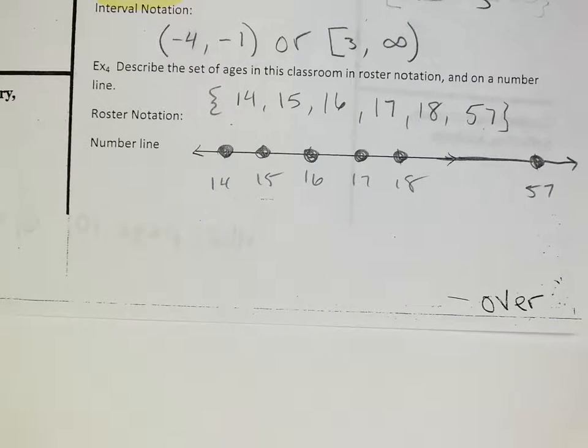Isn't that easy? You just list them, right? And then as far as a number line, it's just dots. It's dots because these are numbers. We're not talking about 14 and a half. We're not talking about 15 and a half. We're just talking about 14, 15, 16, 17, right? Just those specific numbers, okay?